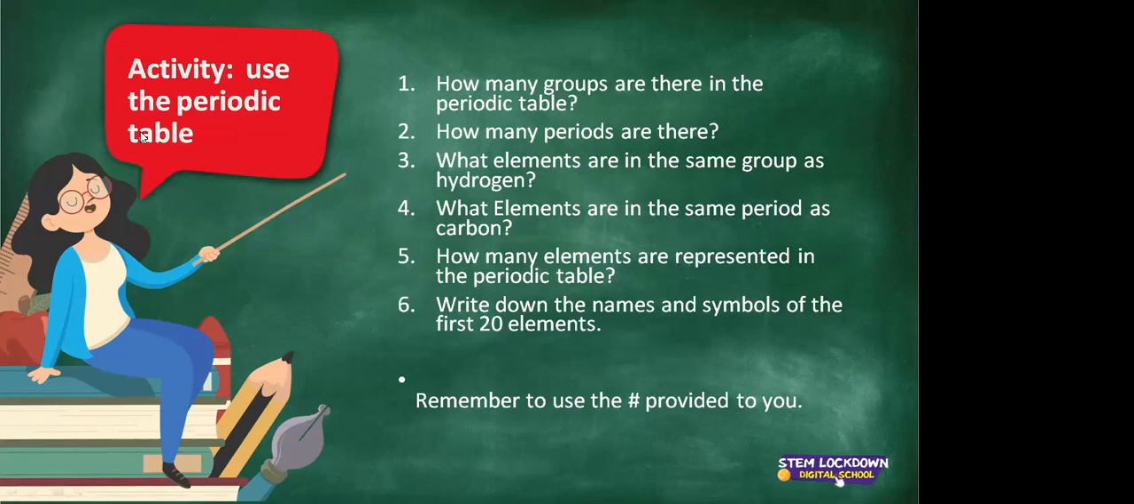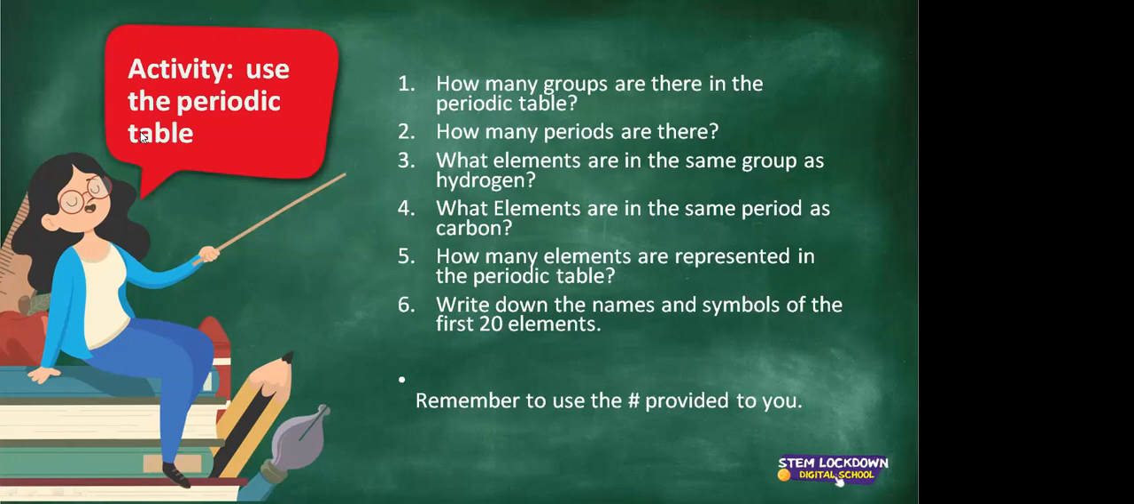We've got 7 periods. What elements are in the same group as hydrogen? So the elements in it will be lithium, sodium, potassium, rubidium, until francium. Are we clear? You now understand the groups, grade 9s.